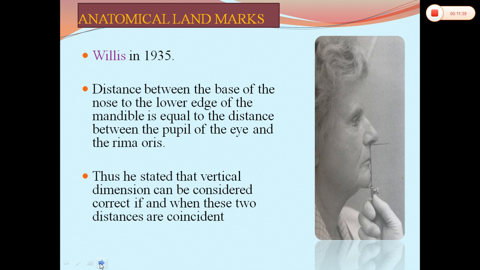Anatomical landmarks, released in 1935: the distance between the base of the nose to the lower edge of the mandible is equal to the distance between the pupil of the eye and the rima oris. Thus, he stated that vertical dimension can be considered correct if and when these two distances are coincident.